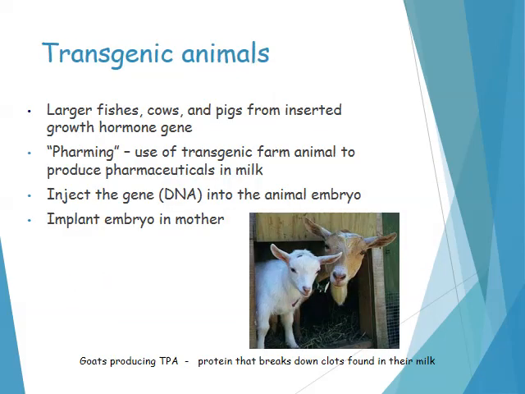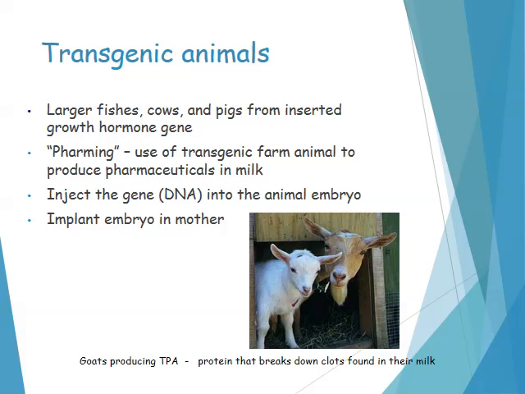Let's look at some transgenic animals. By inserting growth hormone genes, we've enabled the production of larger fish, cows, and pigs. Pharming is a term used to describe the use of transgenic farm animals to produce pharmaceuticals in their milk. These types of genes only function in the mammary glands. An example of this is TPA, tissue plasminogen activator. This can be used in the treatment of strokes.